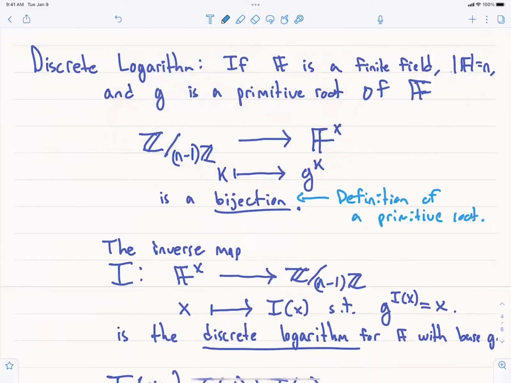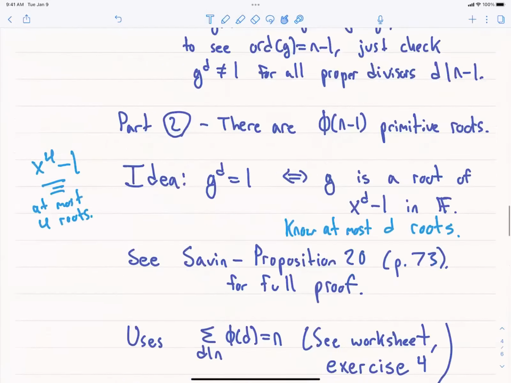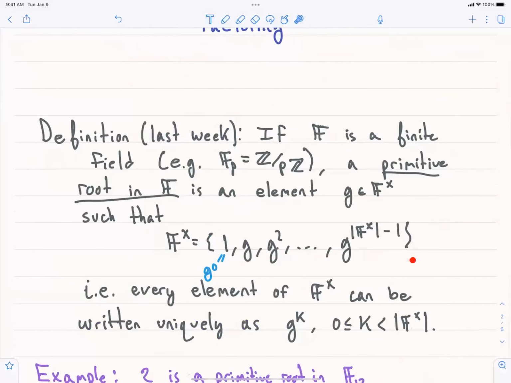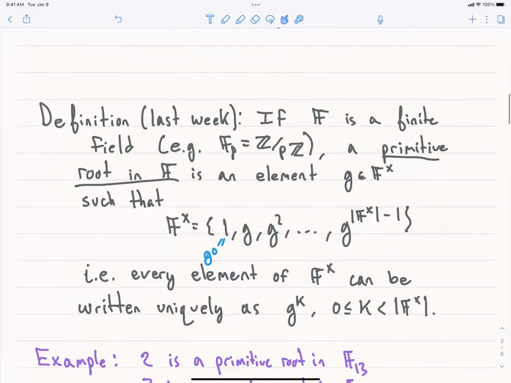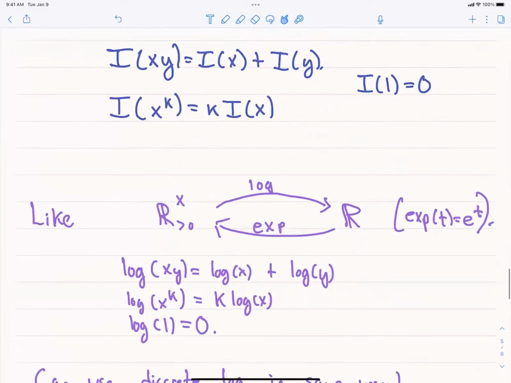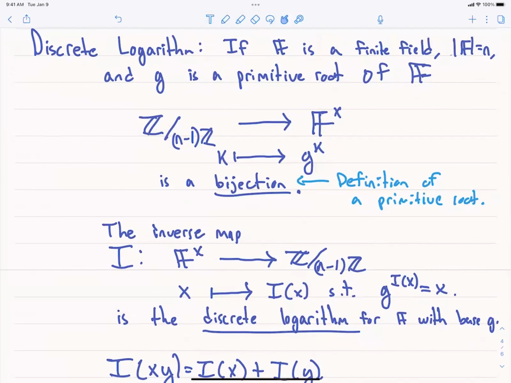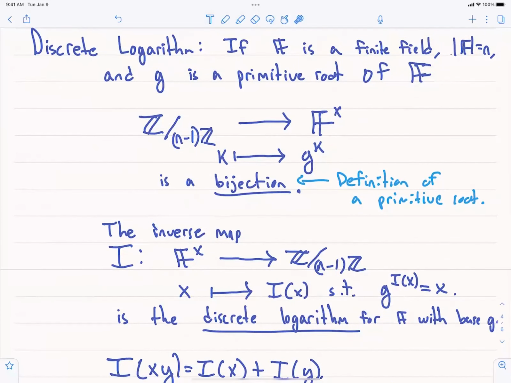Just to recall, a bijection means that if I have something over here, there's exactly one way to hit it starting from something over here. But again, that's just a rephrasing of the definition of a primitive root, which said exactly that I could hit everything in exactly one way. Okay, so whenever I have a bijection, I get an inverse map. An inverse map takes some element x in F cross, and sends it to I of x. So I'm going to call this map I.